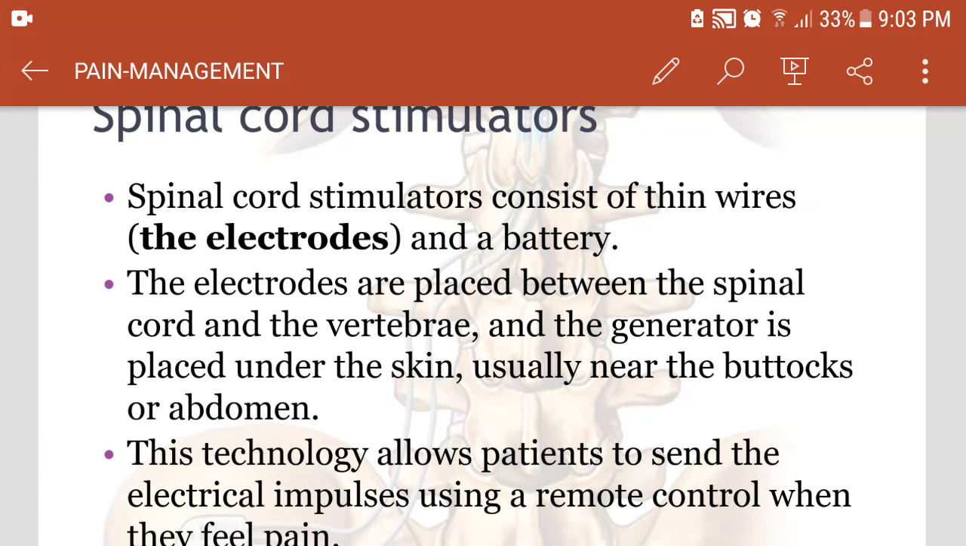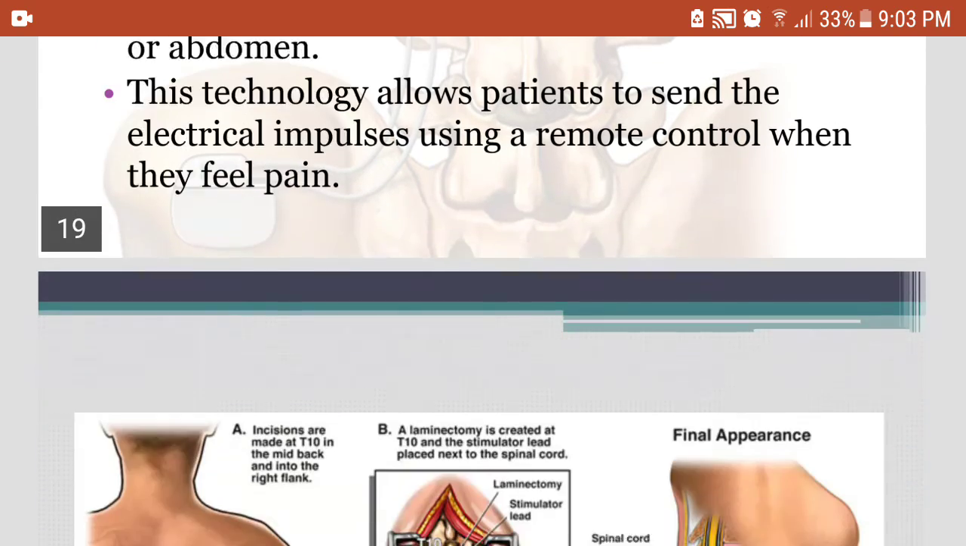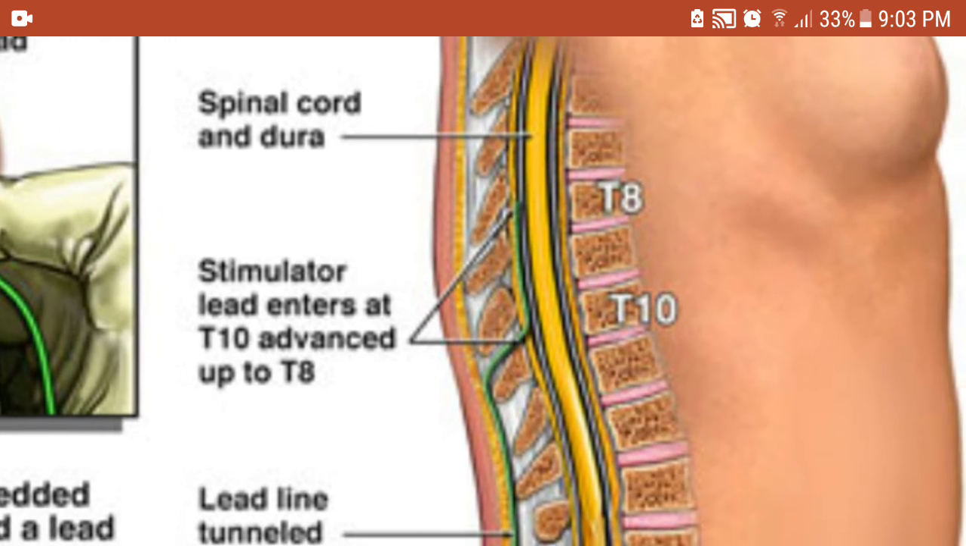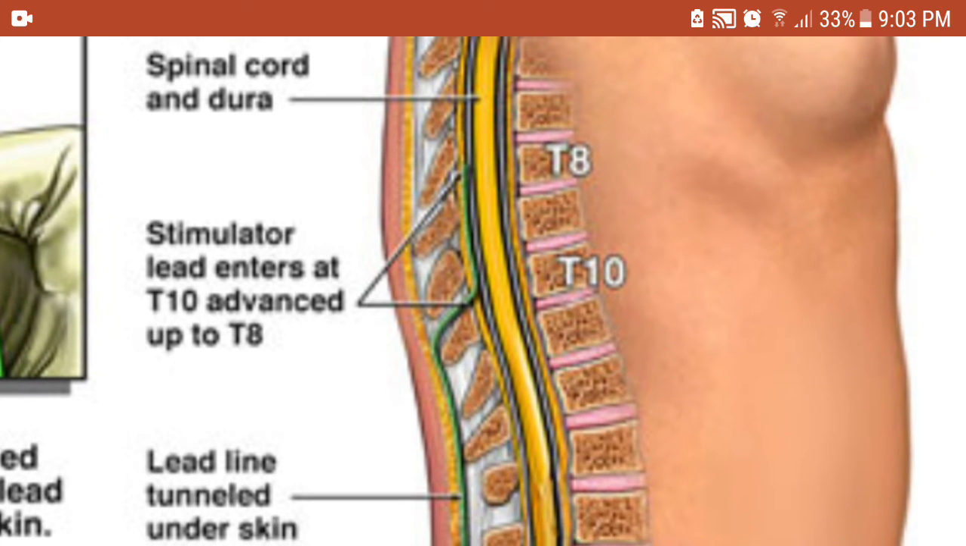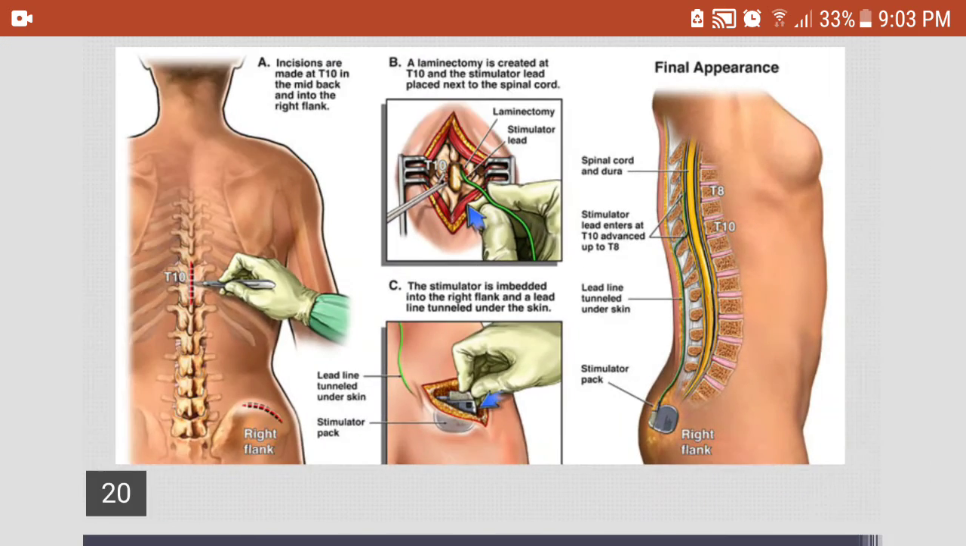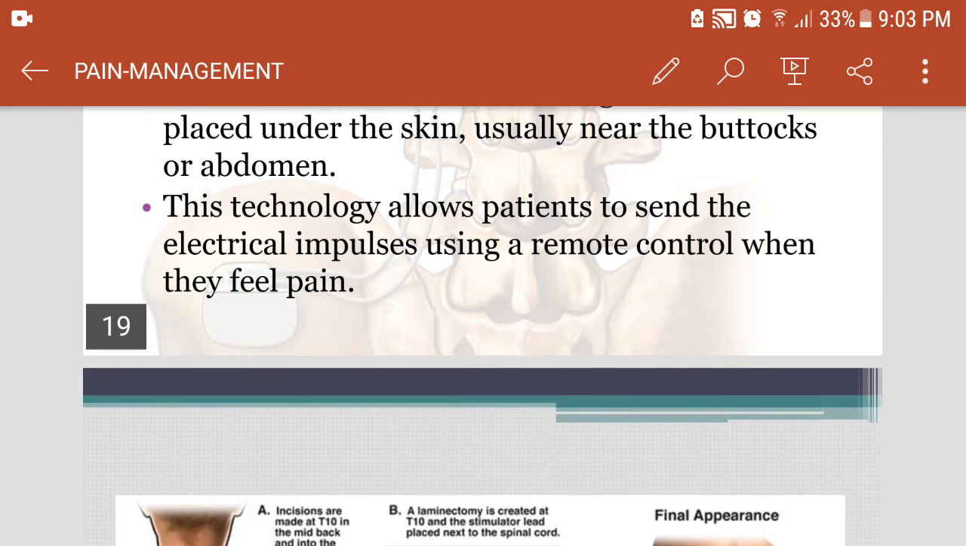The technology allows the patient to press the button whenever he feels a pain. So what happens when he presses the button? The wires have electrical signals in them, and this electrical signal or electrical impulse will interfere with the pain signal pathway. So it inhibits the connection of pain signals to the brain.